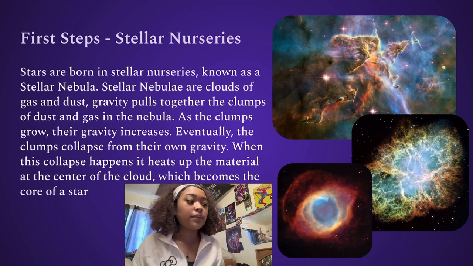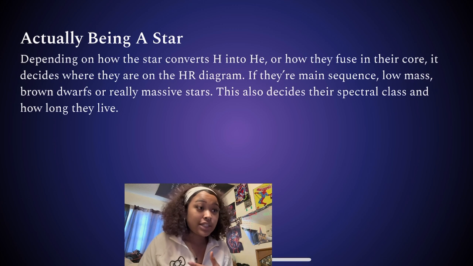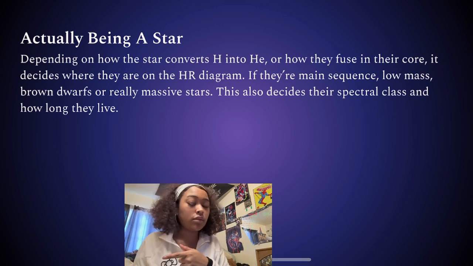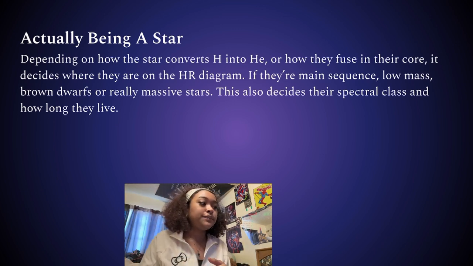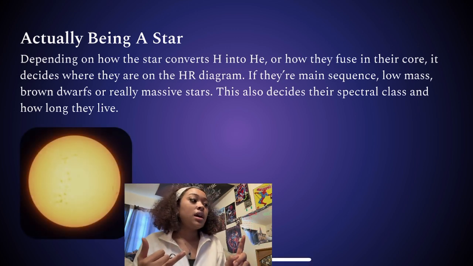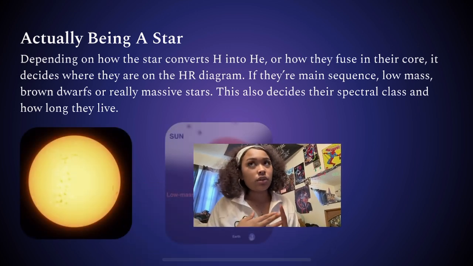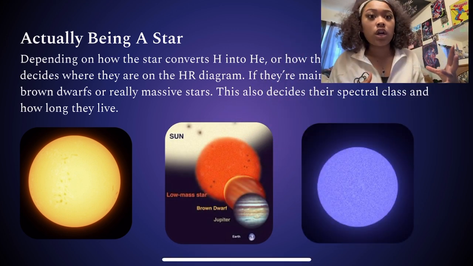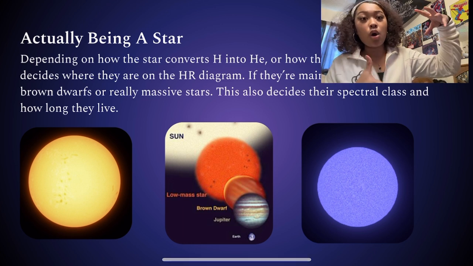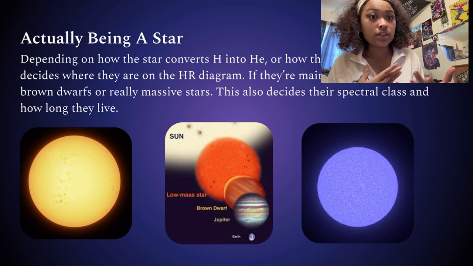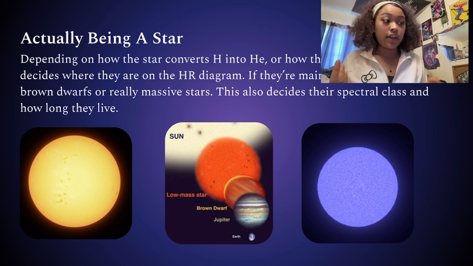So, yeah, pretty cool. Actually being a star, depending on how the star converts hydrogen into helium in its core, so stellar fusion, it decides where they are in the HR diagram. So if they're main sequence, low mass, a brown dwarf, or stars that wanted to be stars but aren't really stars, or really massive stars, really huge, O-type class stars. This decides their spectral class or their temperature and how long they live.